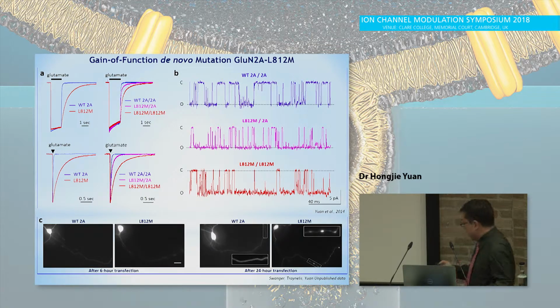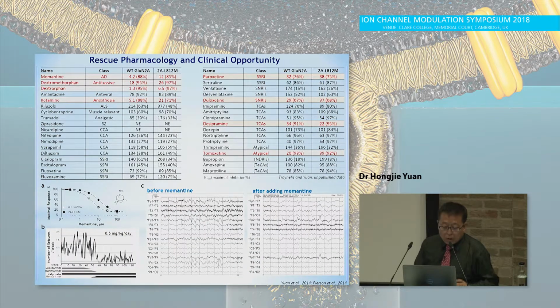Indeed, the transfection of the mutant into cultured hippocampal cells can induce neurotoxicity, indicated here by these blebs. Since the classical anti-epileptic drugs did not provide adequate control of the patient's seizures, we evaluated a set of FDA-approved NMDA channel blockers, about 35 drugs.